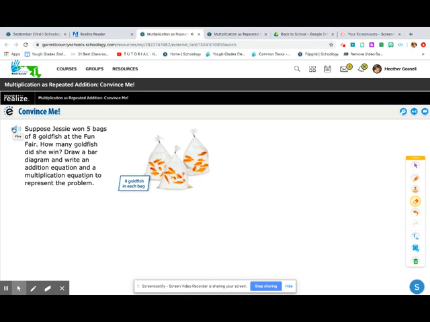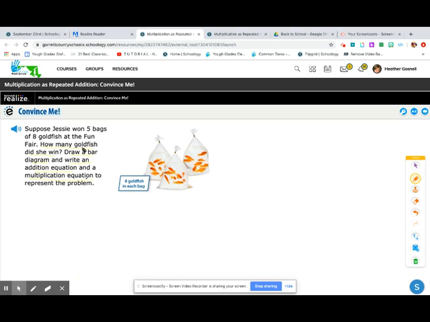All right, so we need to take a close look at what this problem is asking us to do, okay? First of all, let me get my marker. It is asking us to find how many goldfish Jessie won. We have to draw a bar diagram. We have to write an addition equation. And we have to write a multiplication equation. It's asking us to complete 4 tasks. So let's get to it.